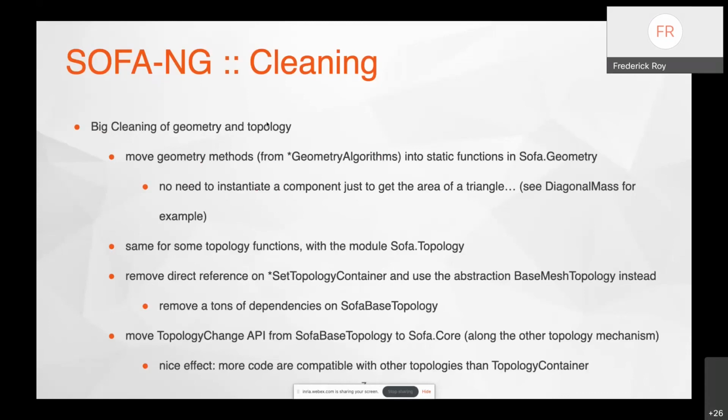So now I started to move some geometry algorithms actually used in SOFA, like in the masses, into static functions. It was a bit weird that if you wanted to get the area of a triangle or the volume of a tetrahedron, you needed to have a tetrahedron geometry algorithm in your scene. If you didn't instantiate that in your scene, you couldn't compute the area of a triangle. So it was a bit weird.